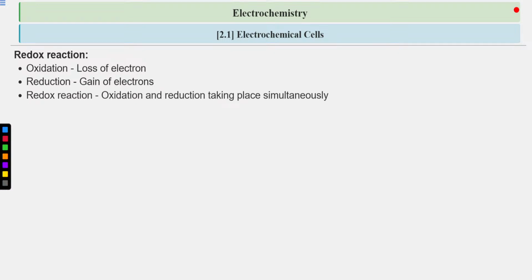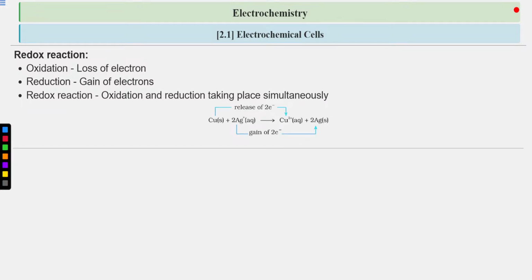Now the redox reaction involves oxidation and reduction taking place simultaneously. Simultaneously is important because if you break the word redox, red means reduction and ox means oxidation. So reduction plus oxidation means both processes are taking place simultaneously. The process in which both oxidation and reduction take place simultaneously is known as a redox reaction.